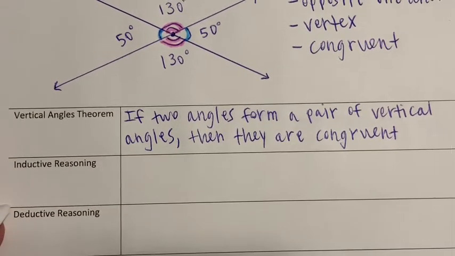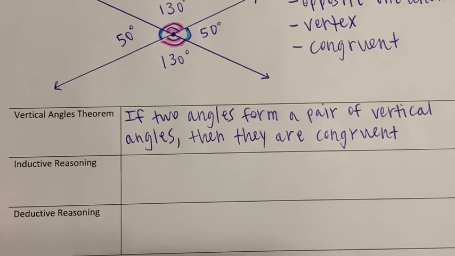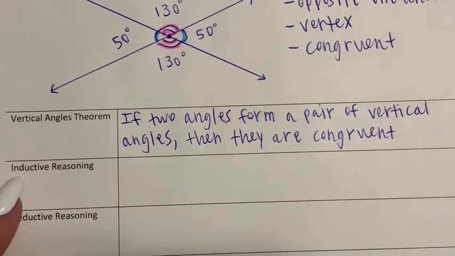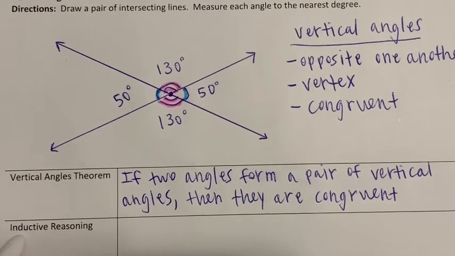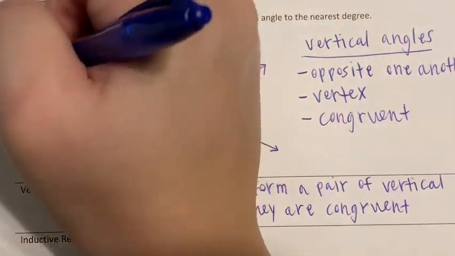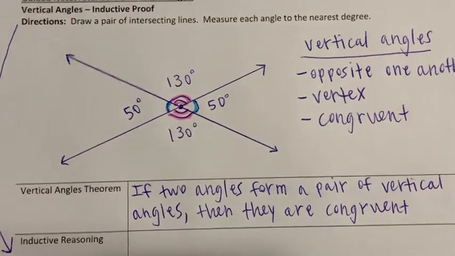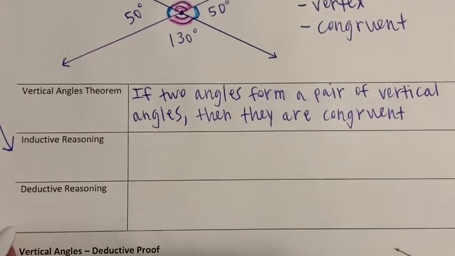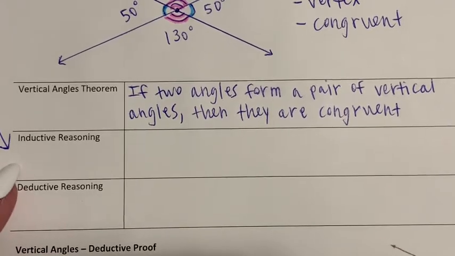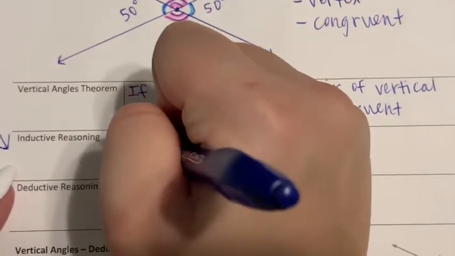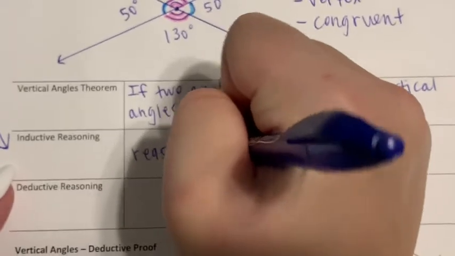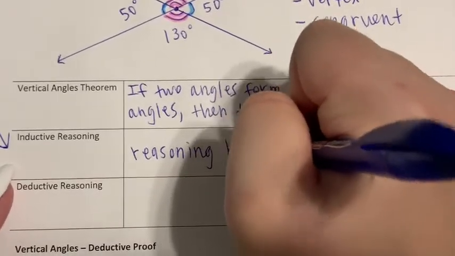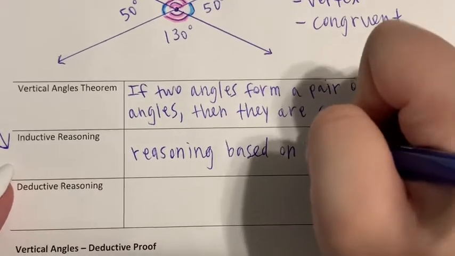And we showed that in our diagram by putting congruent tick marks on the angles that are vertical. Inductive reasoning, and I mentioned this word, so up at the top, this first proof was inductive reasoning. So I'm drawing an arrow from our inductive proof to this definition, inductive reasoning. This is just reasoning based on observation.